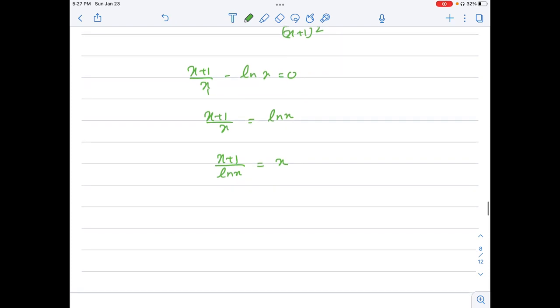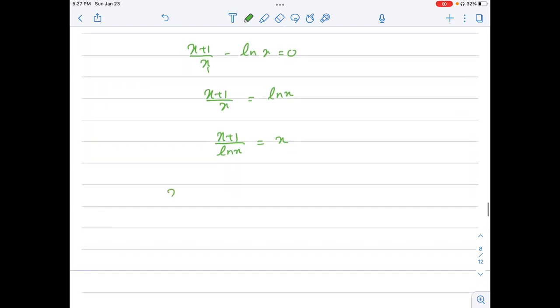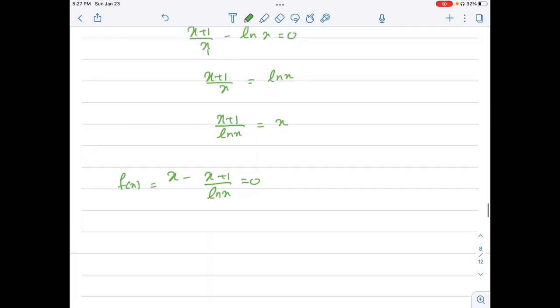And we have to prove that this lies between 3 and 4. So bring all the terms on one side: x minus of x plus 1 upon ln x. This will be f of x. Let it be equal to 0. So what am I going to do? Find f of 3. So it is 3 minus 3 plus 1 is 4 upon ln 3. Take the calculator. 3 minus 4 upon ln 3.